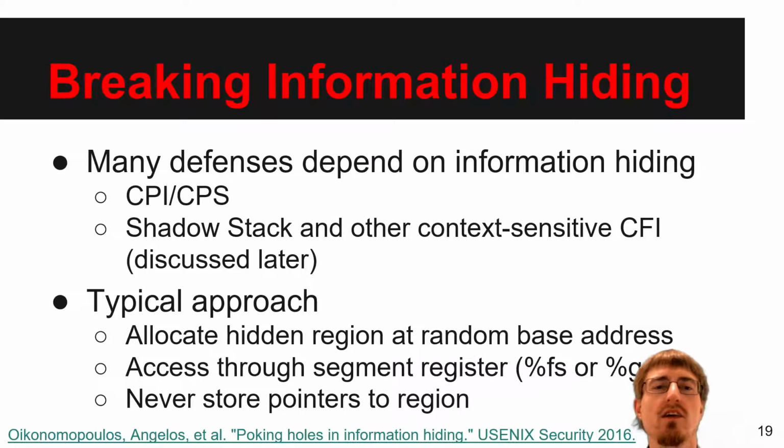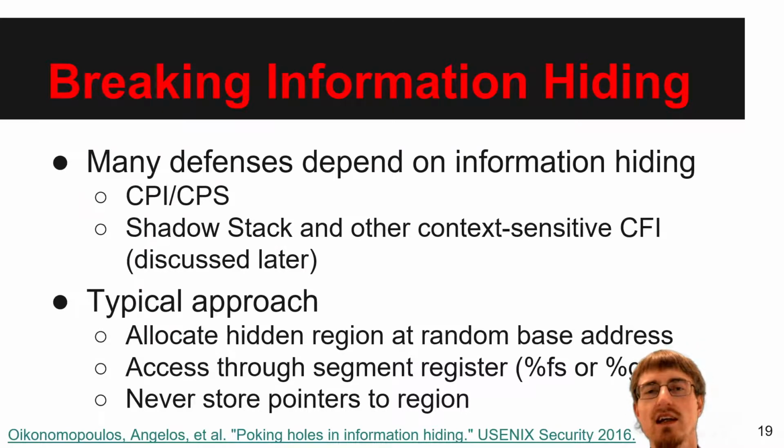Well, it turns out not only CPI and CPS rely on using information hiding by randomizing the location of a region, but many defenses actually do this. For example, shadow stack and other versions of context-sensitive CFI, which we will discuss later, also require some secret storage that can only be accessed if we know the pointer that points to the base of the region. This is very common, and the typical approach to hide information is to hide the hidden region at a random address, access it through a segment register, and then make sure we never store pointers to the region. So this is something all those defenses have in common.